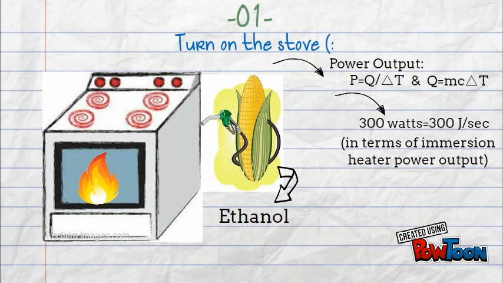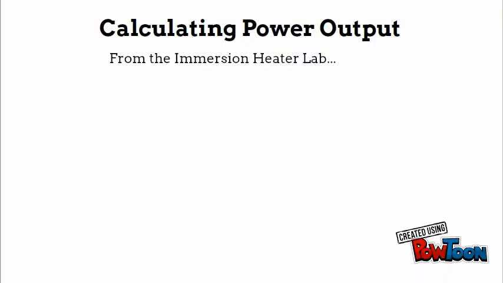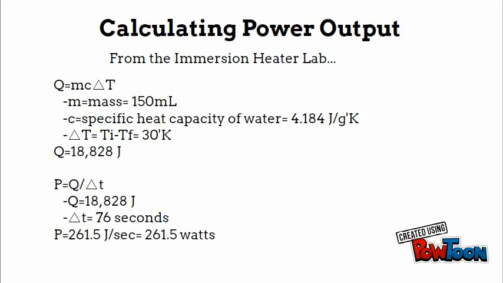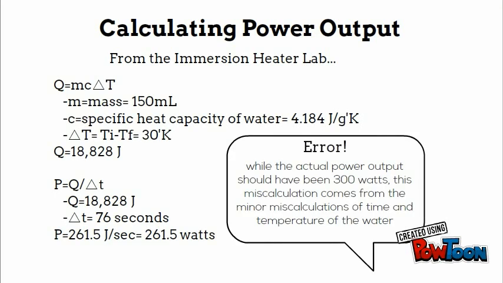How do we know this? Using the equation P equals Q over delta T and Q equals MC delta T, we can find this out. In the immersion heater lab we conducted prior, we calculated the power output of a given immersion heater. Assuming that this heater has the same power output as our stove, our data and calculations were slightly off from the actual power output, which was 300 watts. This resulted from minor inaccuracies in our experiment from recording temperature and time.